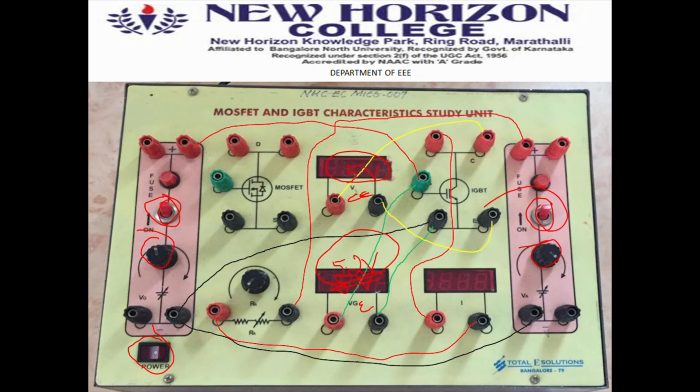So the procedure for doing this IGBT is the same as that of MOSFET. The only difference is the value of threshold voltage will be different because there is a change in device. Compared to MOSFET, IGBT is a combination of MOSFET and transistor, so it has a little bit higher value of threshold voltage. But the procedure of doing the experiment for IGBT and MOSFET is the same, right?